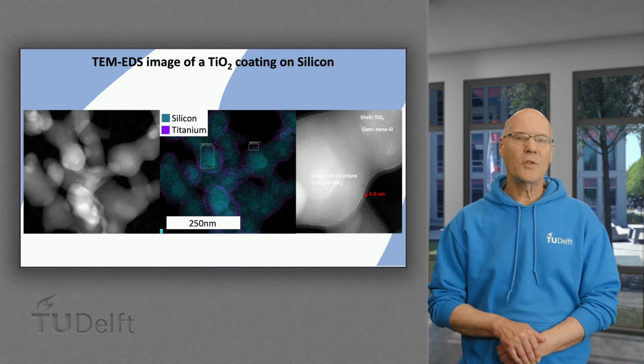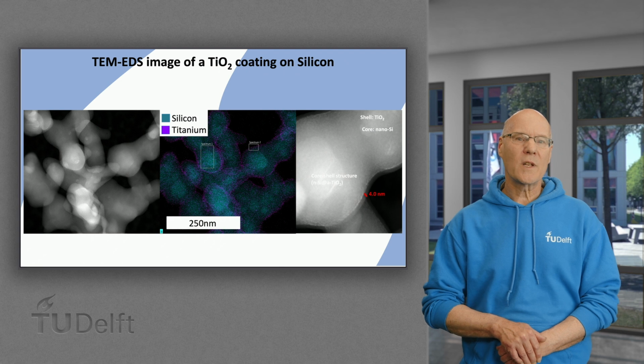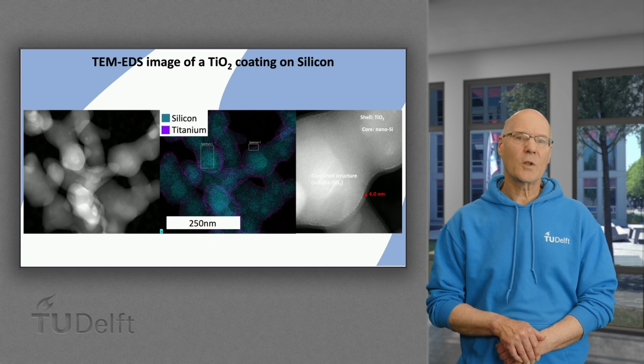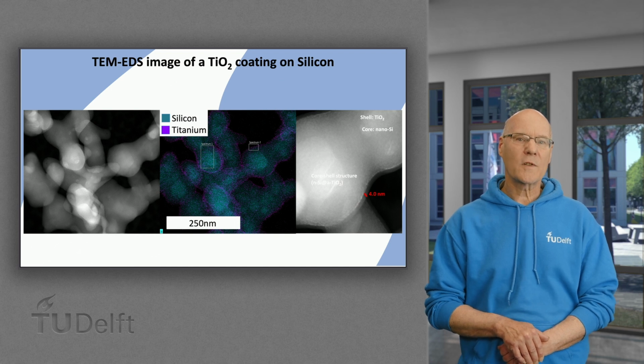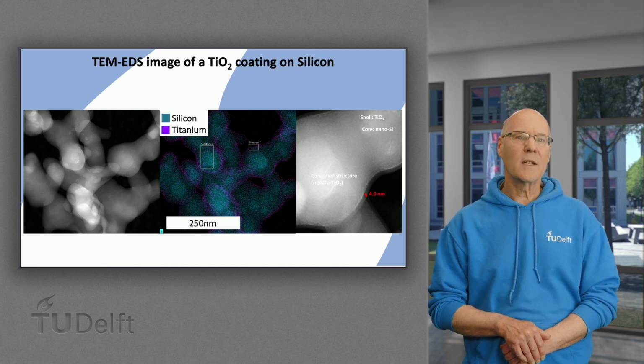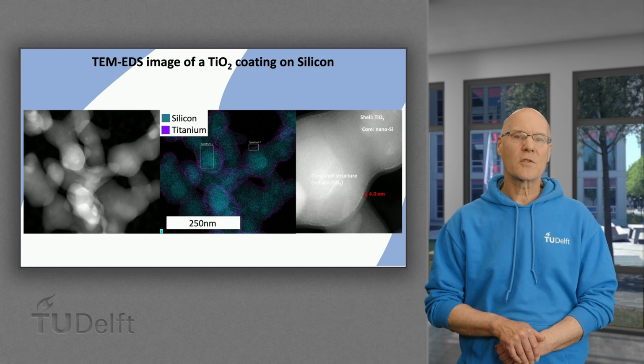EDS coupled to TEM has been used to image nanosilicon particles coated with TiO2. Signals of titanium near the surface clearly demonstrate a silicon TiO2 core shell structure.